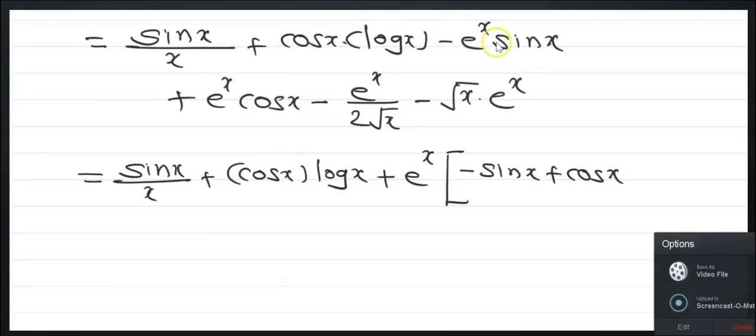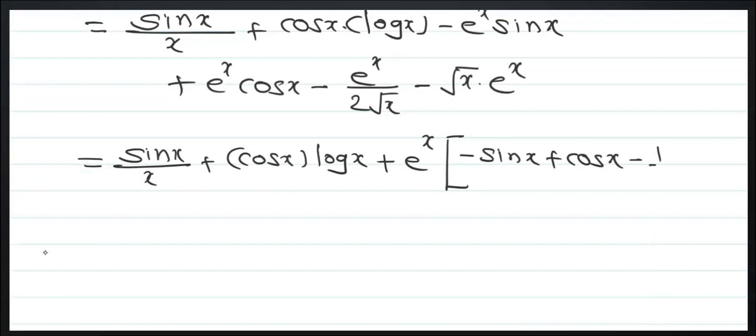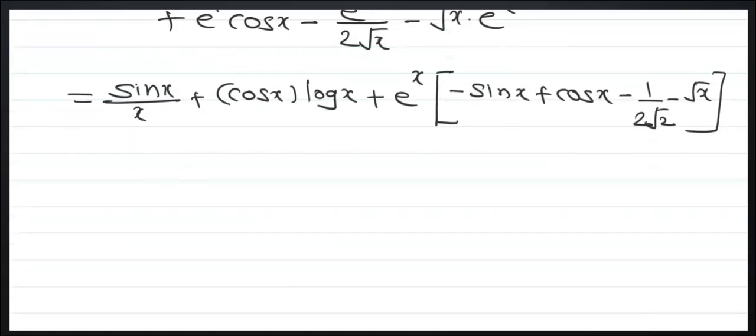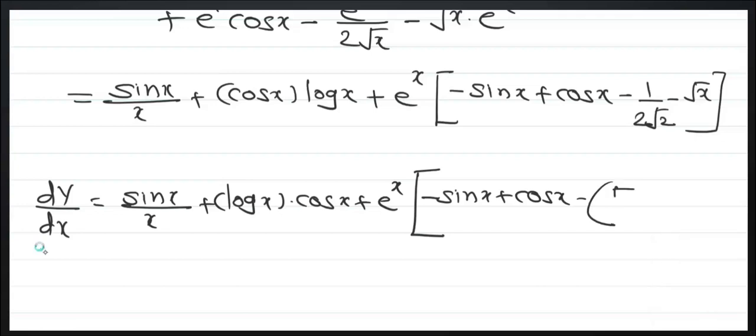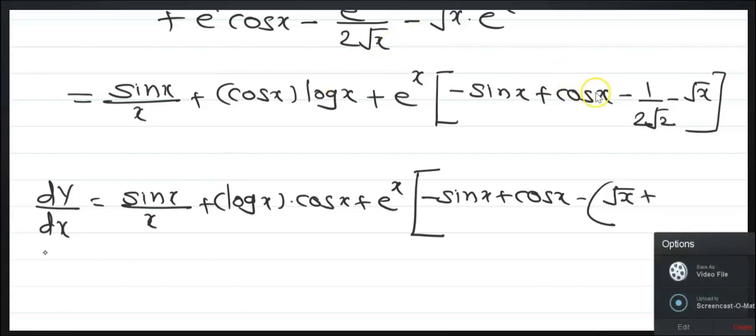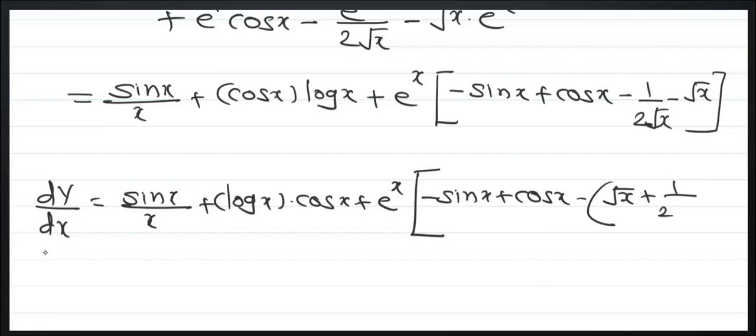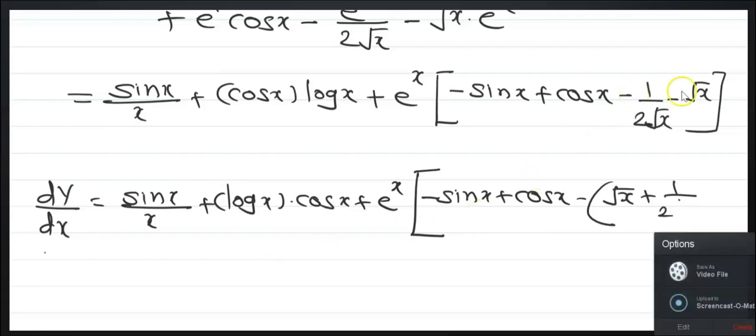sin x upon x, cos of x into log of x, minus, that is, e raised to x as a common factor. Then in bracket we can write minus sin x plus cos x minus 1 upon 2 root x minus root x. In this way we can have the answer dy by dx is equal to sin x upon x plus log of x into cos x plus e raised to x in bracket minus sin x plus cos x minus 1 upon, now this is the simplification. If you take the minus common, then in bracket you will get root x plus 1 upon 2 root x.